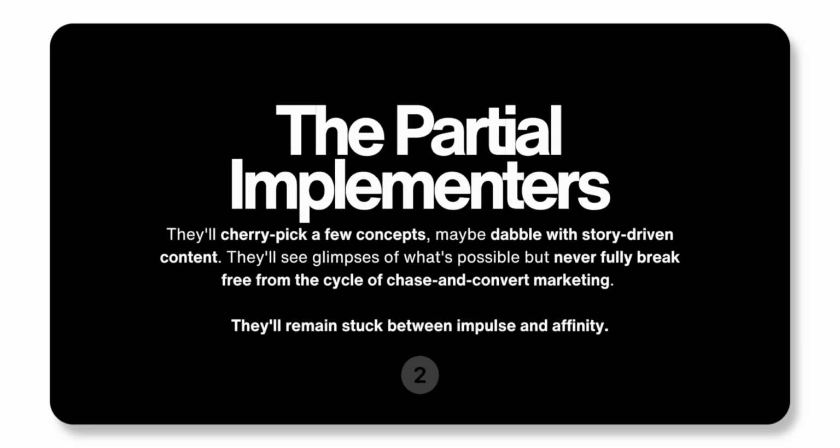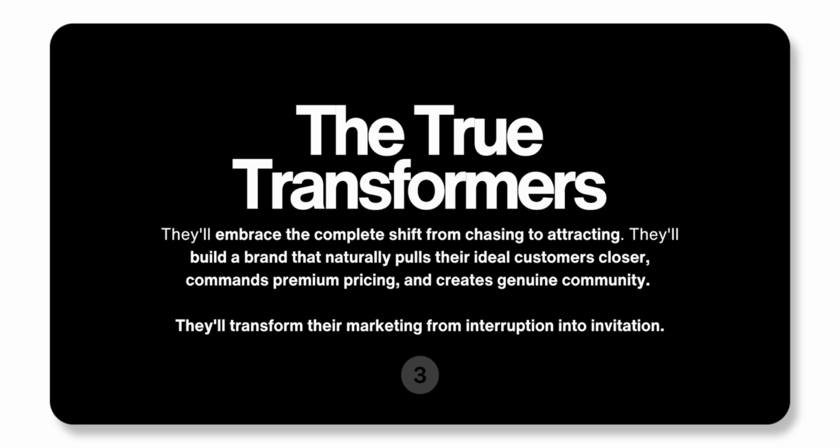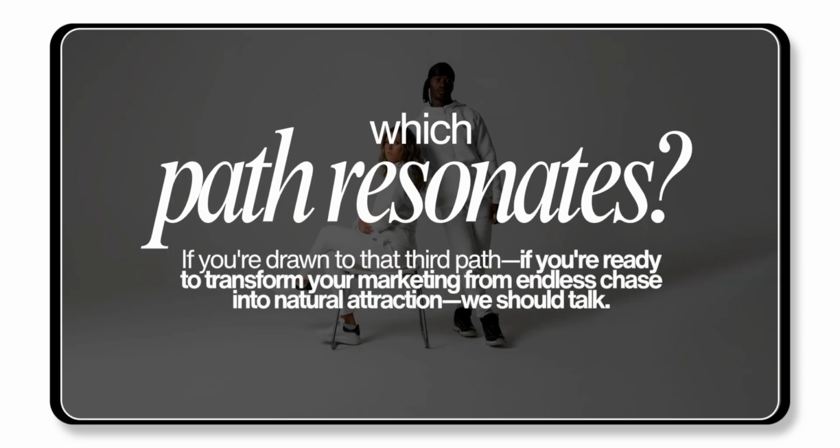Then that leads you to number two, the partial implementers. These are folks who are going to cherry pick a couple of ideas, maybe dabble in some story-driven content, and they'll get a glimpse of what's possible, but they'll never fully break free from the cycle of chase and convert marketing. They'll remain stuck between impulse and affinity. Finally, you have the true transformers. These are the folks who will fundamentally embrace the shift from chasing to attracting. They build a brand that naturally pulls in their ideal customers, commanding premium prices and creating genuine community in the process. They'll transform their marketing from interruption into invitation. And so which path resonates with you?